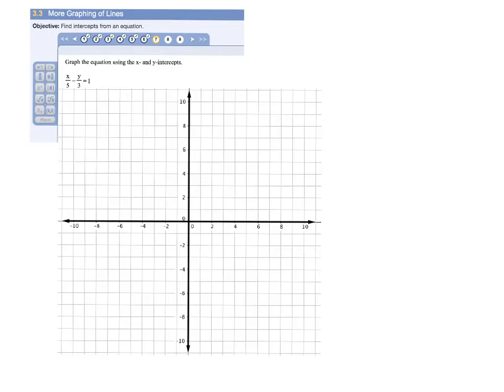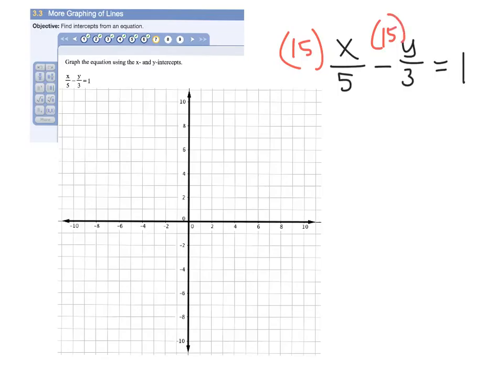Now I'm going to show you another way to do this problem. So you've got x over 5 minus y over 3 equals 1. All right. Now the idea is some students don't like fractions. They go, ooh, I hate fractions. So that's fine. So what we're going to do is we're going to take 5 times 3, that's 15. And now we're going to multiply everything by 15. Everything, both sides, by 15.